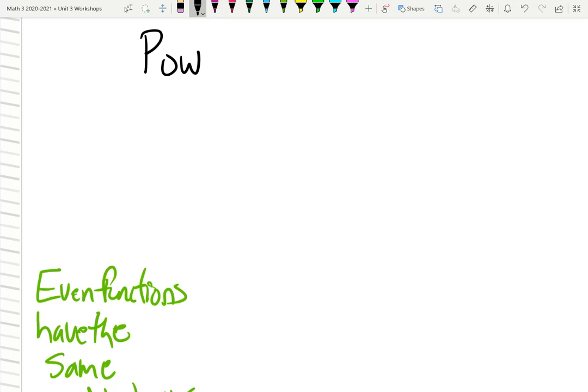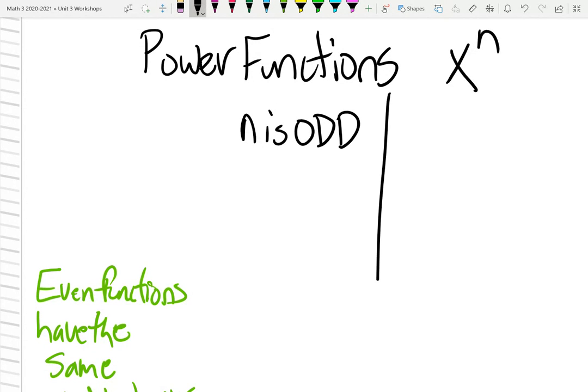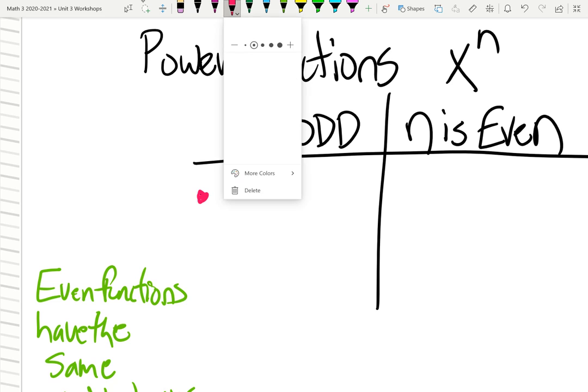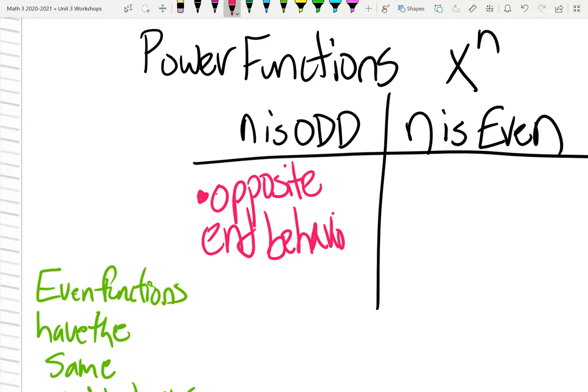power functions. When it's x to a number n, when n is odd, and when n is even. They're going to have opposite end behavior. Same end behavior.